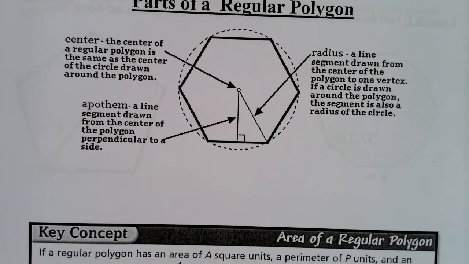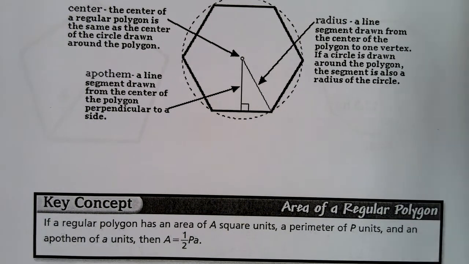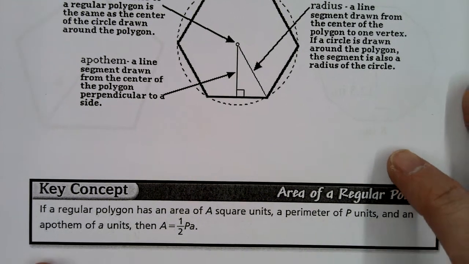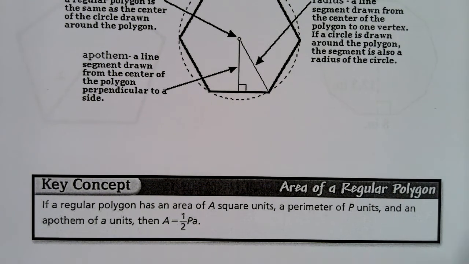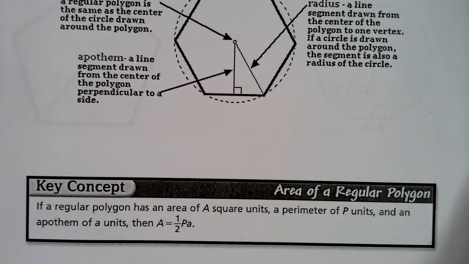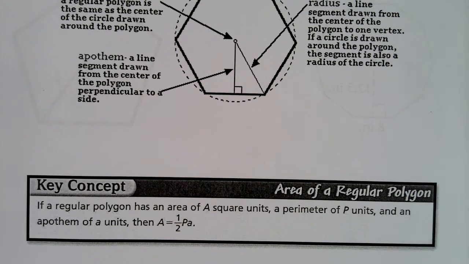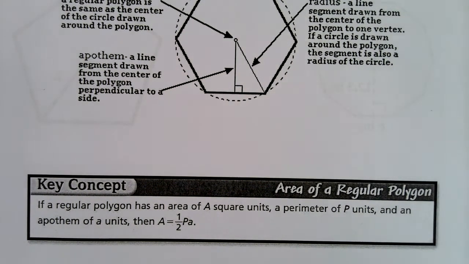And here's the formula that you're going to need for the area of any regular polygon. Okay, if a polygon has an area of capital A, a perimeter of P, and an apothem of little a, then the area equals 1/2 times the perimeter times the apothem. Okay, so that's the formula for the area of any regular polygon. Area equals 1/2 times perimeter times apothem.